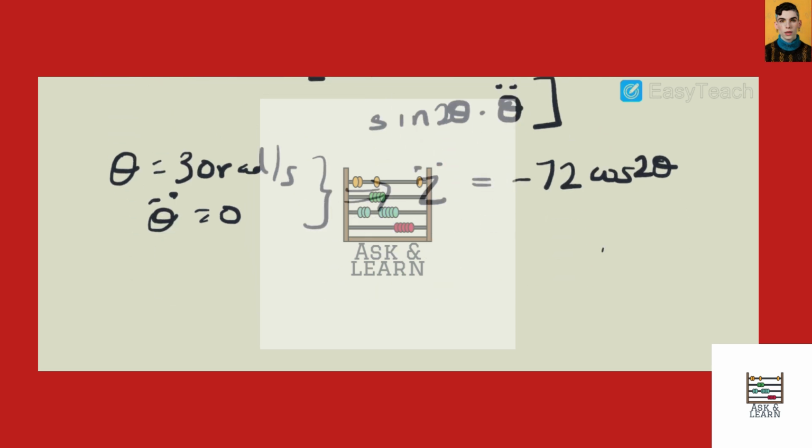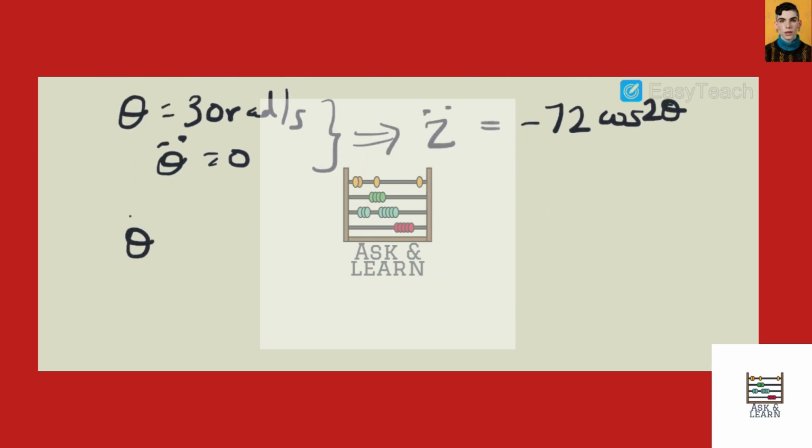So we can go ahead and plug in for our theta. We know our theta is equal to 30 degrees. And this gives us a Z double dot that's equal to negative 36 meters per second squared.